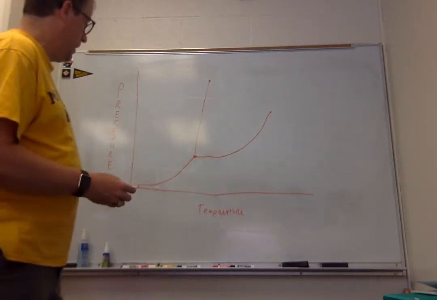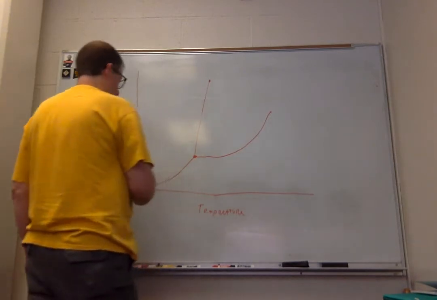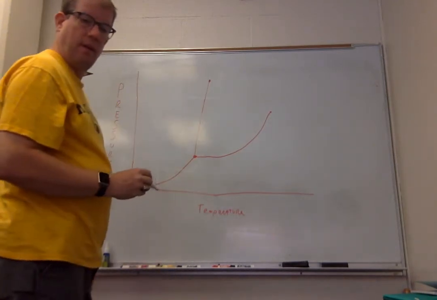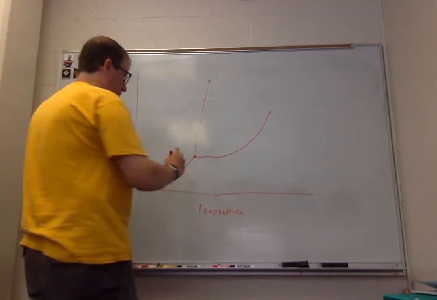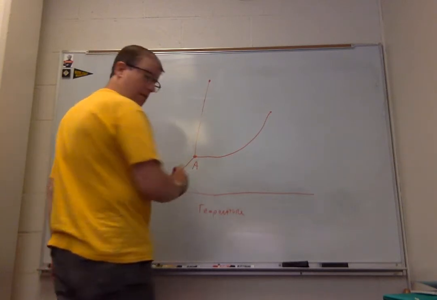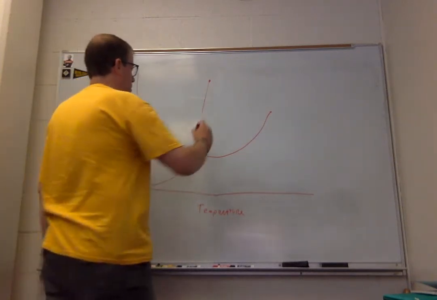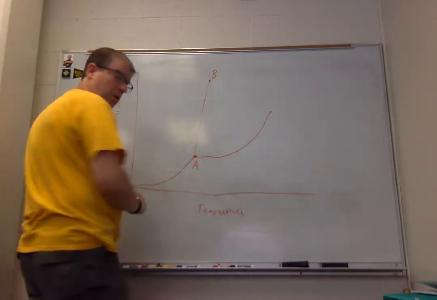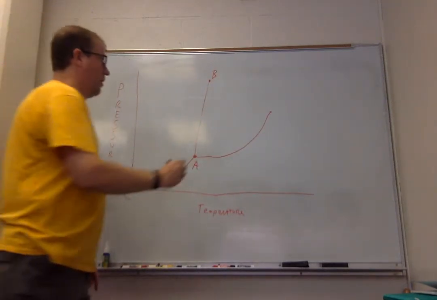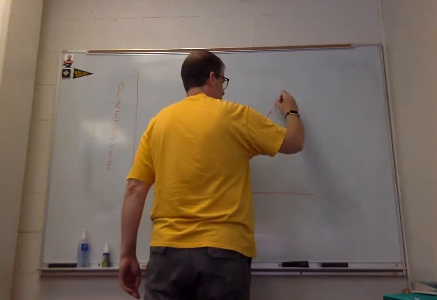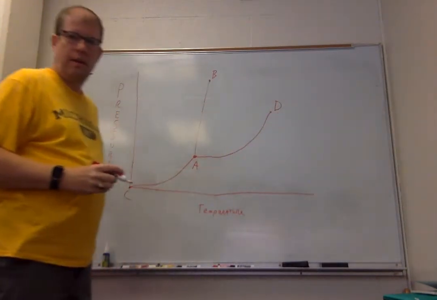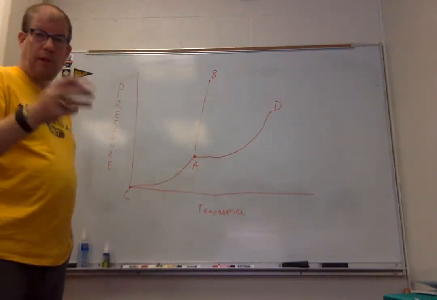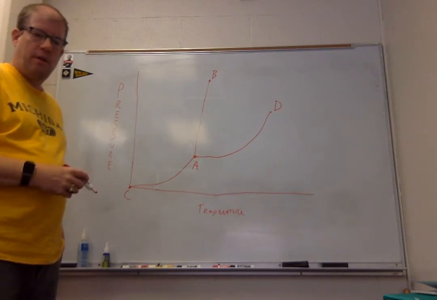So on this right now, we've got several points. Let me label these. We'll call this one A. We'll call the one at the top over here B. Down at the origin or near there, we'll call that one C. Okay, so we're going to look at these things individually.